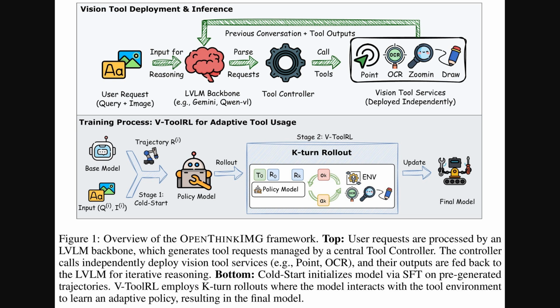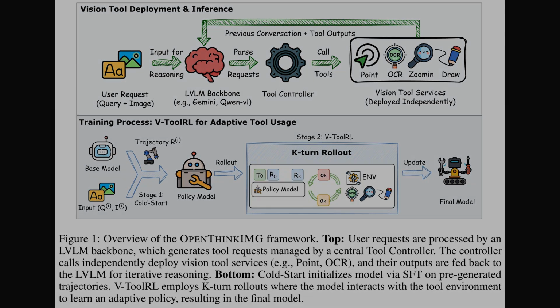The bottom part of the figure illustrates the V-TOOLRL training process. It starts with a cold start phase, where a base model is trained using supervised fine-tuning on pre-generated examples of tool use, creating an initial policy model. A policy model, well, it's essentially the AI strategy for choosing actions. Then, in stage 2, this policy model learns through reinforcement learning, performing K-turn rollouts, which are sequences of interactions with the visual tools, and getting feedback to improve, ultimately producing the final, more capable model.